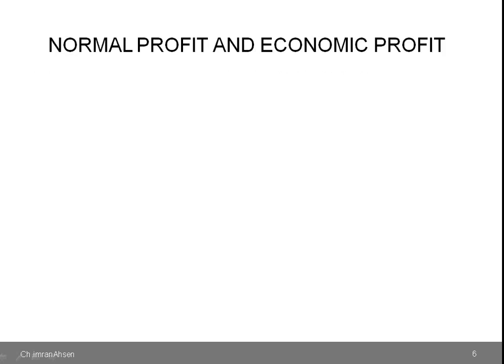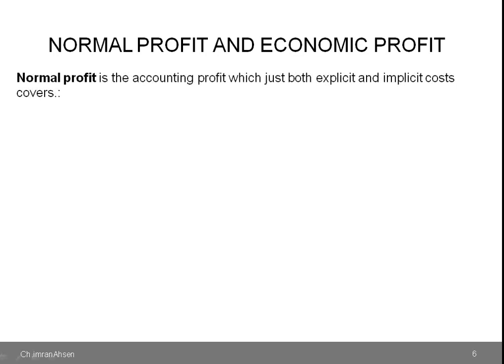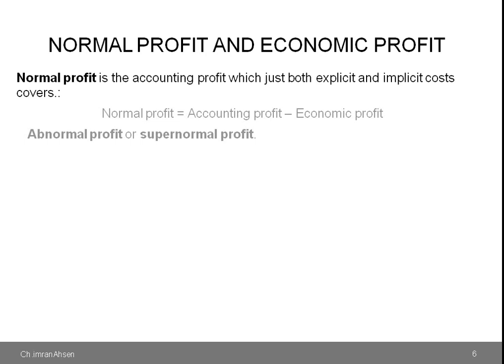Normal profit versus economic profit. Normal profit is the accounting profit which just covers both explicit and implicit costs. A profit which covers all of your costs, including explicit and implicit costs, is called normal profit. Normal profit is equal to accounting profit minus economic profit.